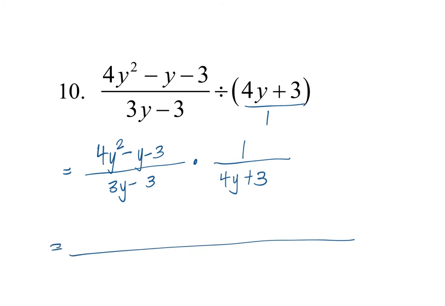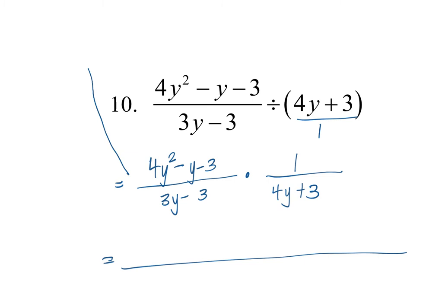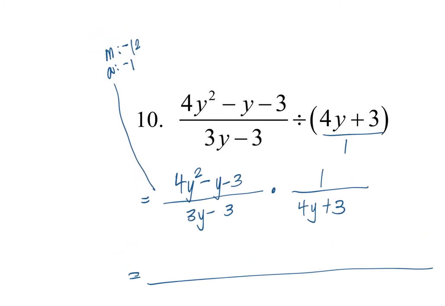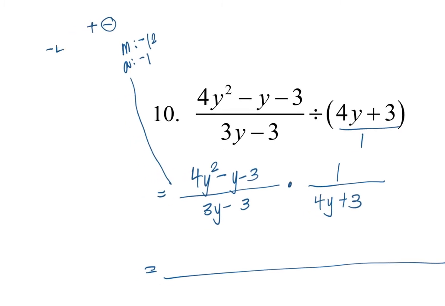But the trinomial of 4y squared minus y minus 3, I'm looking for what multiplies to give me negative 12, because 4 times negative 3 is negative 12, but adds to give me negative 1. If you're multiplying to get a negative, the signs are different. If you're adding to get a negative 1, the larger number is negative. So what about negative 4 and positive 3? So rewrite that trinomial as 4y squared minus 4y plus 3y minus 3. And now we can factor by grouping.